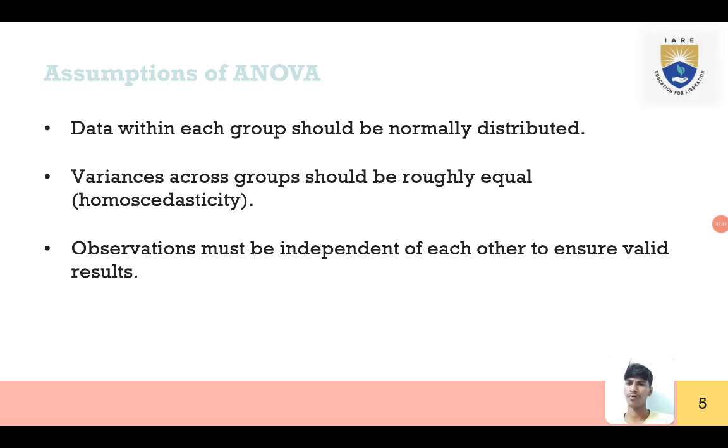Assumptions of ANOVA. Data within each group should be normally distributed. Variances across groups should be roughly equal, that means homoscedastic. Observations must be independent of each other to ensure valid results.